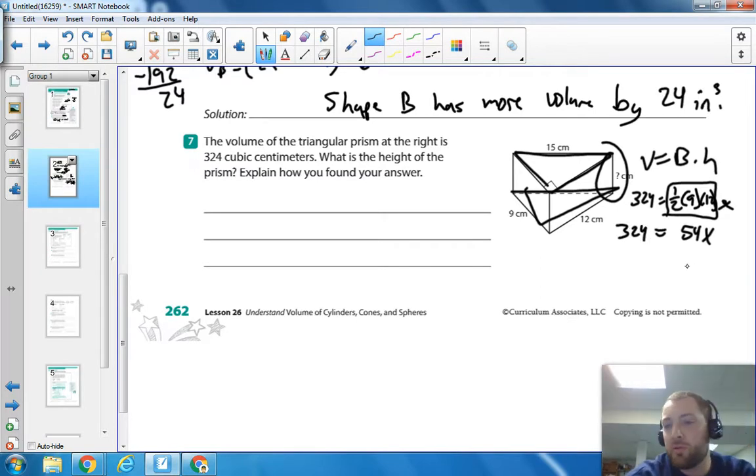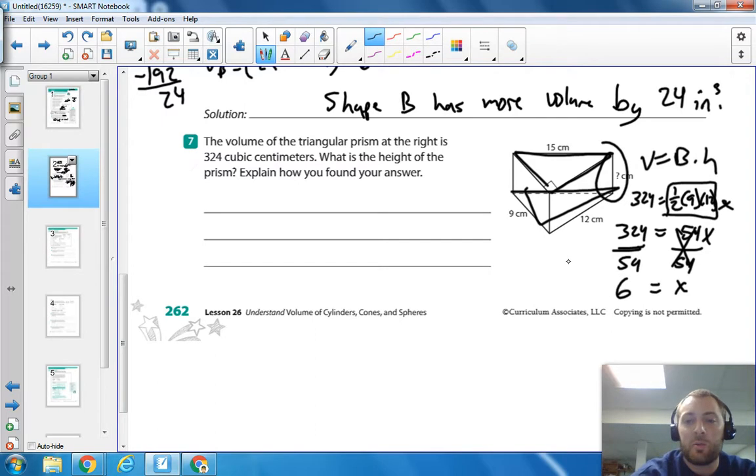So 324 equals 54x, and then I can divide by 54 on both sides, because that'll get me the x all by itself. And 324 divided by 54 is just 6. So my answer is actually the height is 6 centimeters.